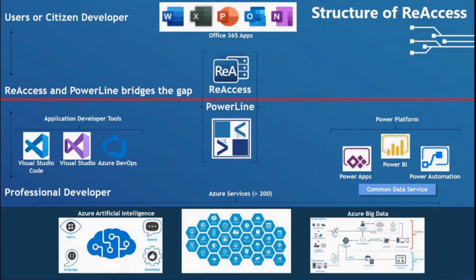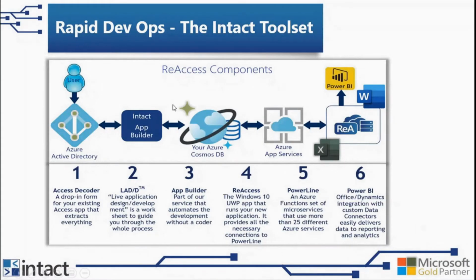So this is a diagram showing the bridging of the gap between more sophisticated developers and common users of applications, and how Powerline and ReAccess bridge that gap. Again, here's another diagram showing the ReAccess decoder, which is used to recreate an existing application and import it into the App Builder, where a Cosmos database is created using Azure App Functions, which connects to common Microsoft applications.